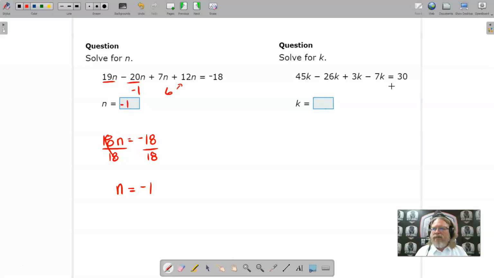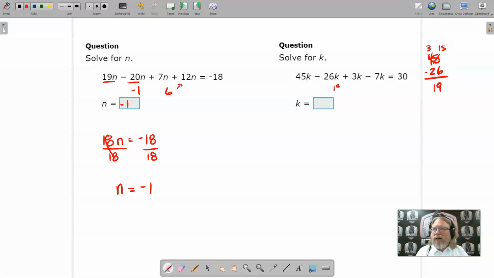Now we have all terms of k. And I'm looking for ones that go together well. And let me see. I'm not really seeing the 3 and the 7. That's not going to make 10. The 26 and the 7. Let's just work it from left to right. We'll go that way. So 45k minus 26k. So we're going to need to go ahead and subtract that. So let's make this a 15, and we borrowed, so that's a 3. And 15 minus 6 is 9, and 3 minus 2 is 1.